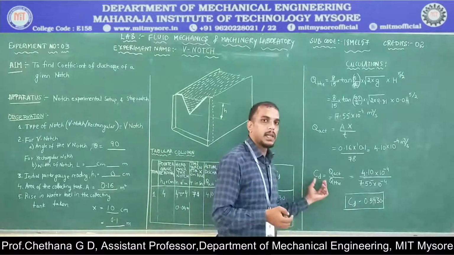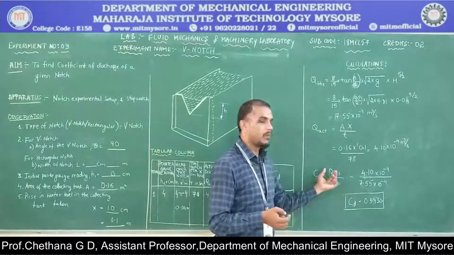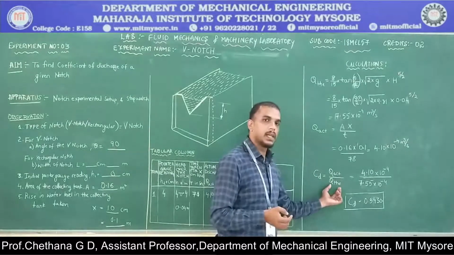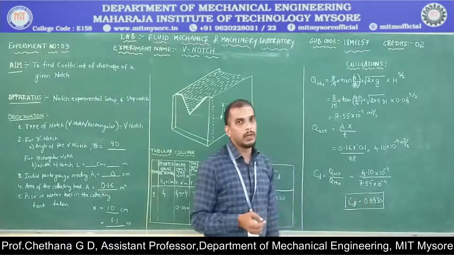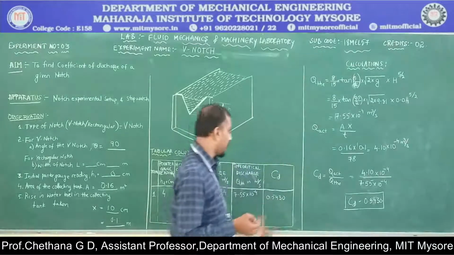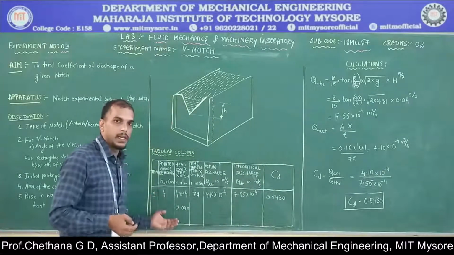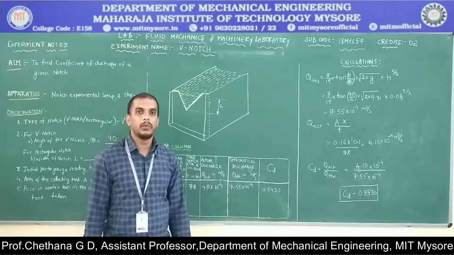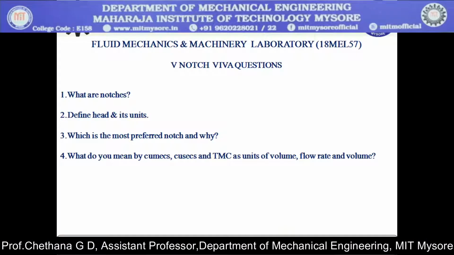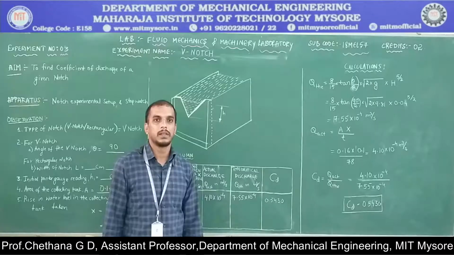Now we go for calculating coefficient of discharge, which is actual discharge by theoretical discharge. It is coming out to be 0.5430. We can conduct the same experiment for different readings. Now we will look at the probable viva questions. Thank you.